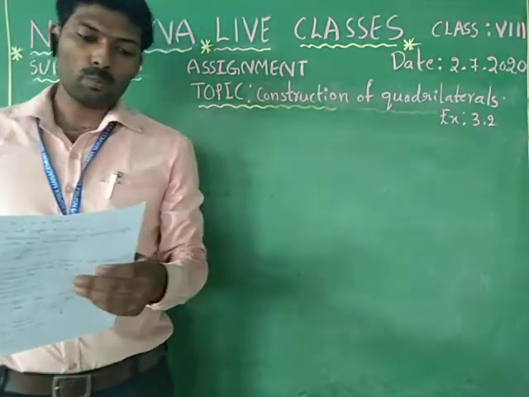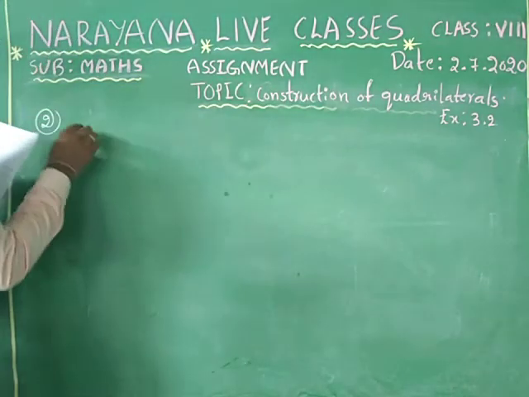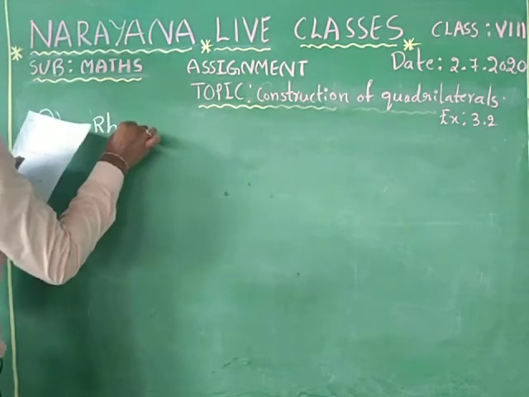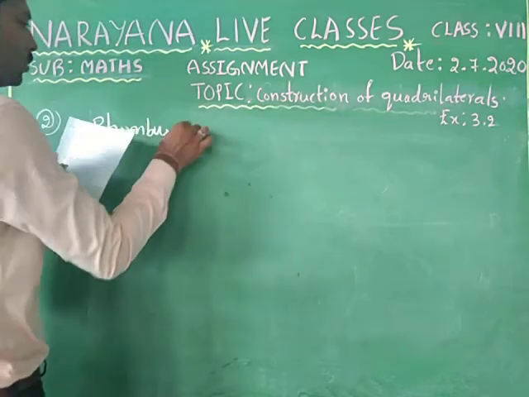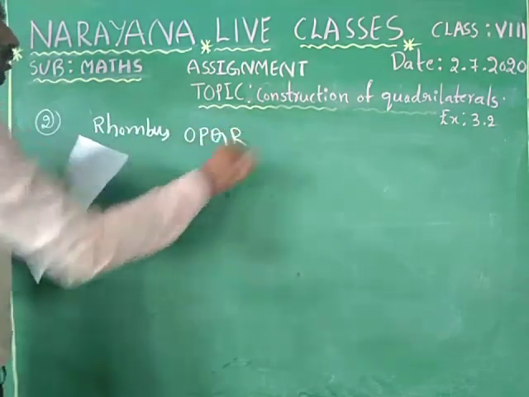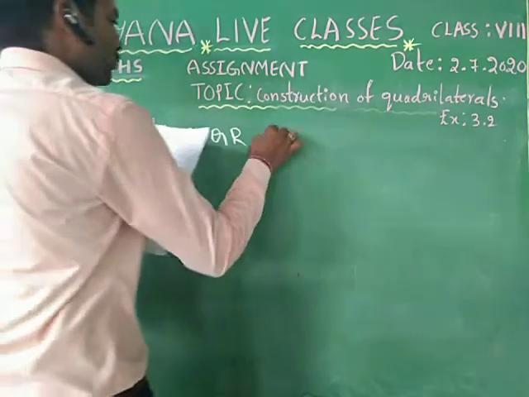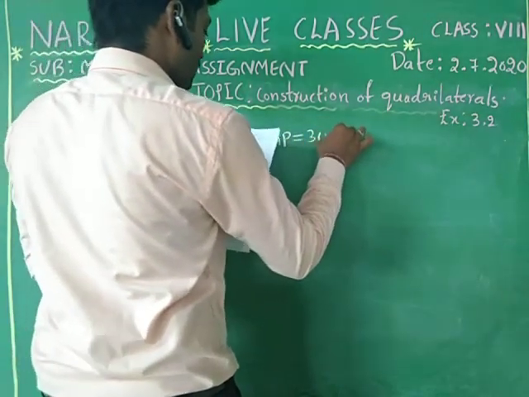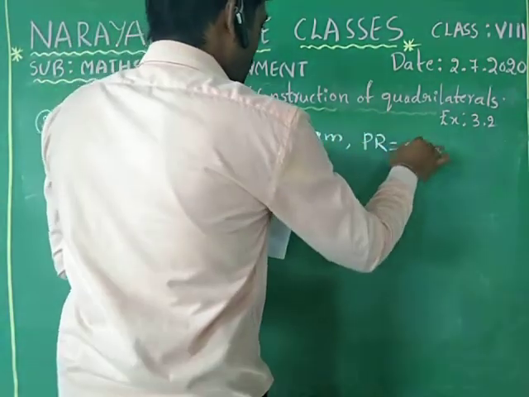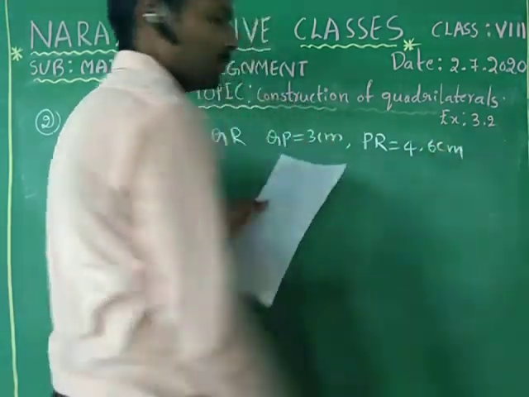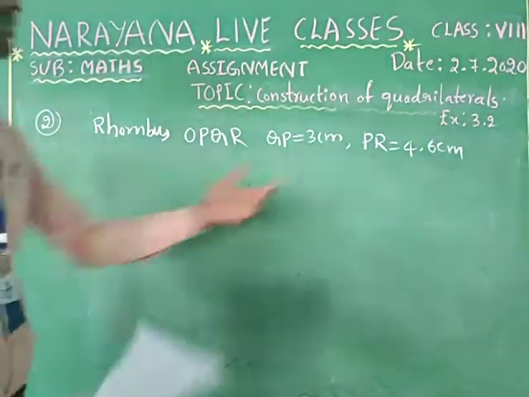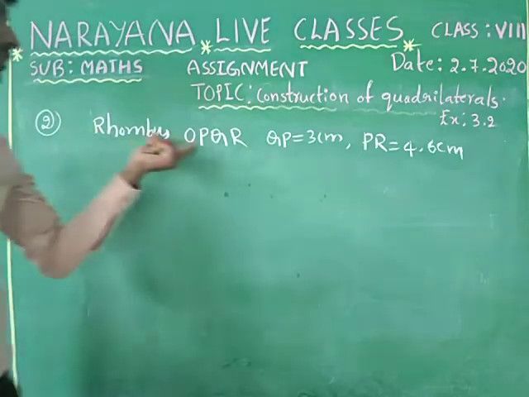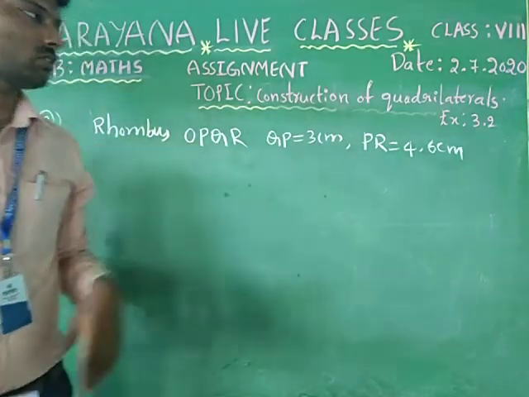Construct rhombus OPQR, where QP is equal to 3 centimeters. Next, PR is equal to 4.6 centimeters. With the given two measurements, we have to construct the rhombus OPQR. So let's go for that.